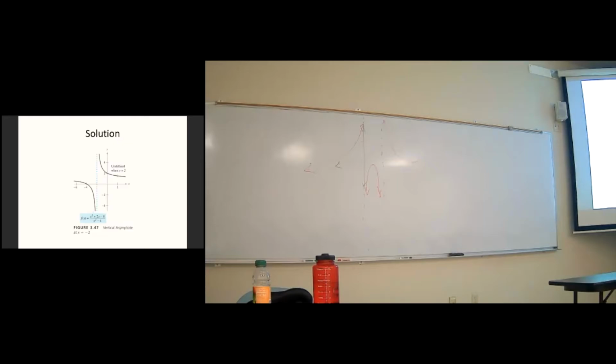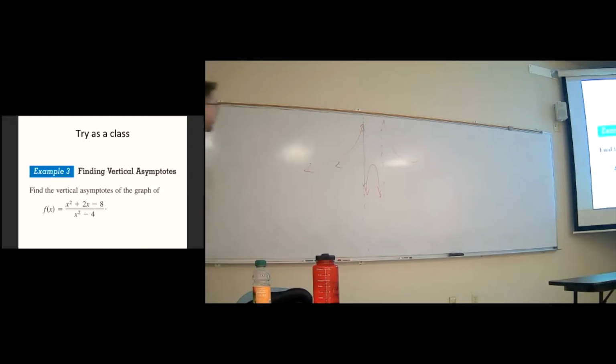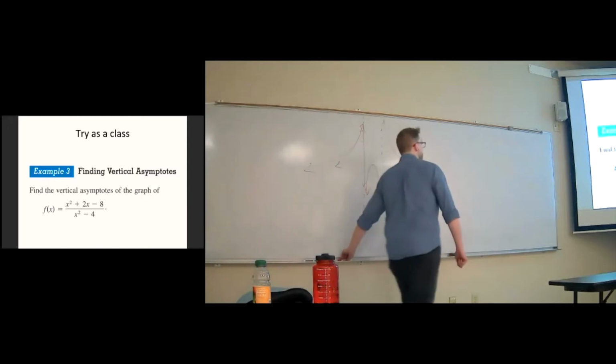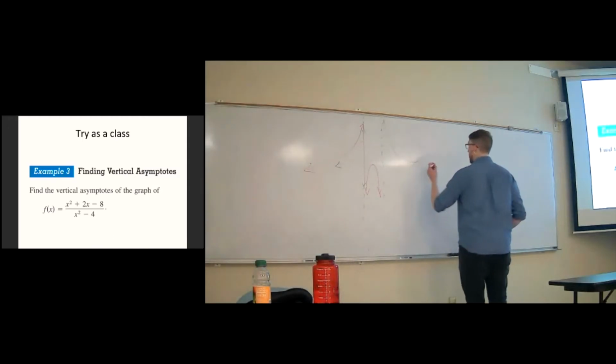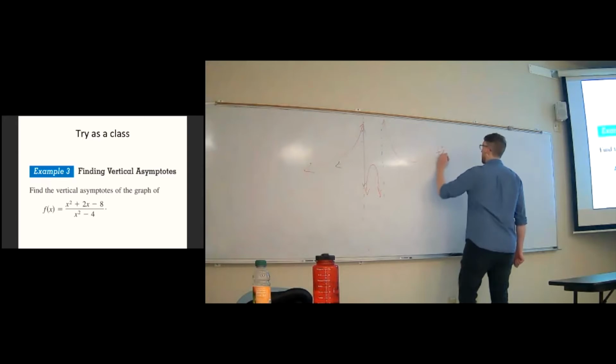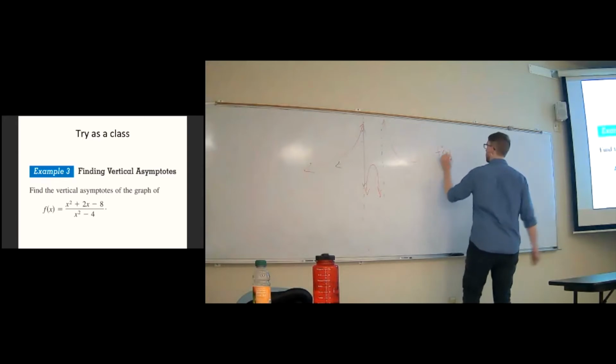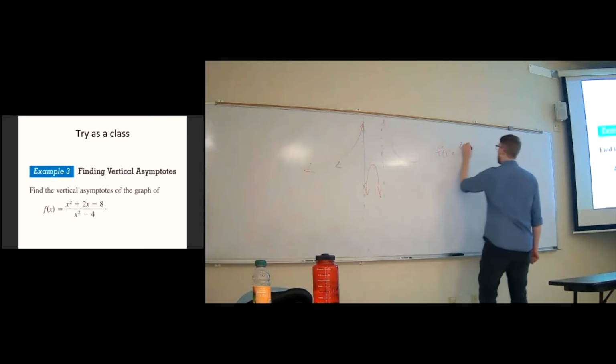Oh, wait. 2's not. Why not? What's happening? Get your numerator really quick. Your numerator, in this particular case. Because if you put 2 squared plus 2 times 2, that's 4. They add up to 8, so make it 0.